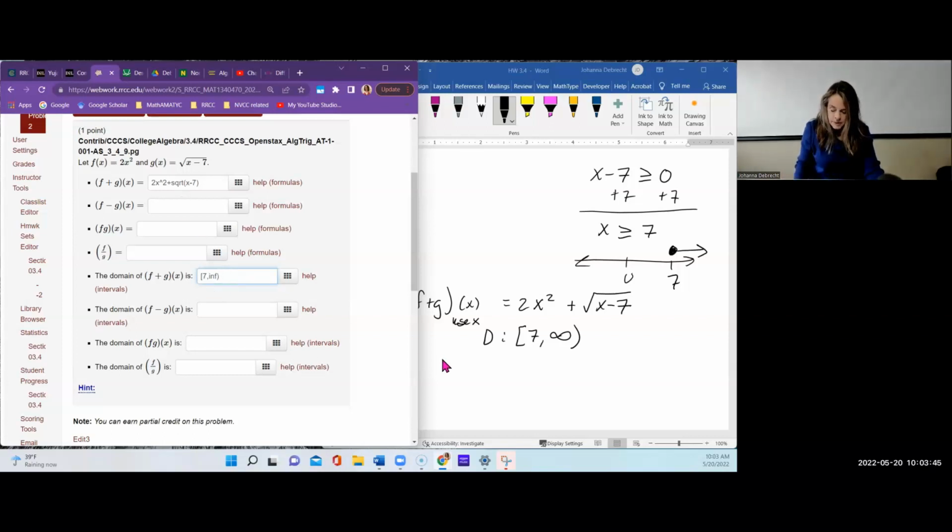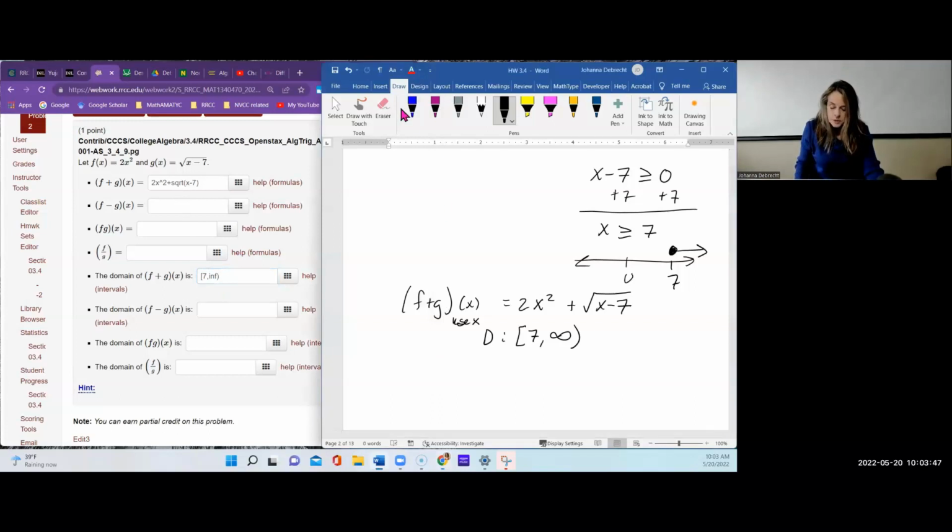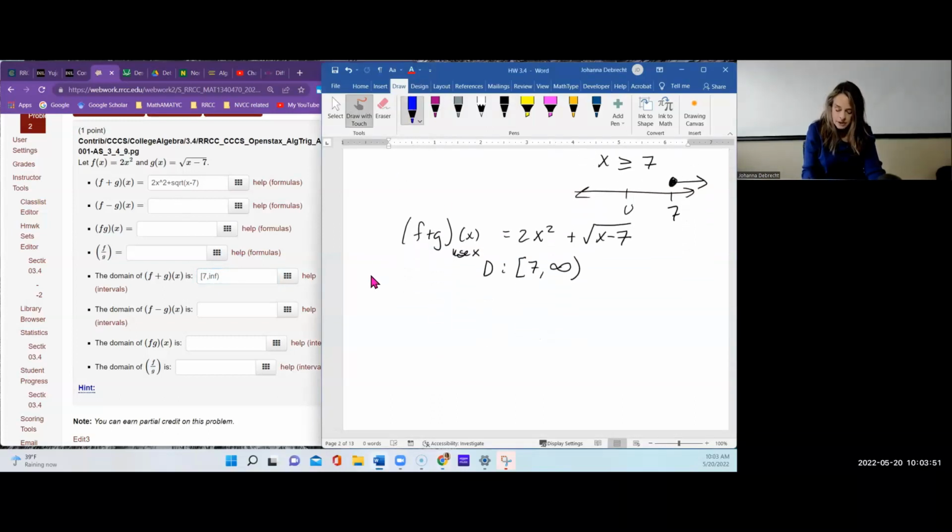Now let's look at f minus g. When we do f minus g, remember that the order does matter because it's subtraction. In this case, it's f first, not g first. And again, they want us to use x. If they wanted us to use a different variable instead of x, they would notate that here by putting a different variable in the parentheses. In our case, they did want x, so we leave it at x.